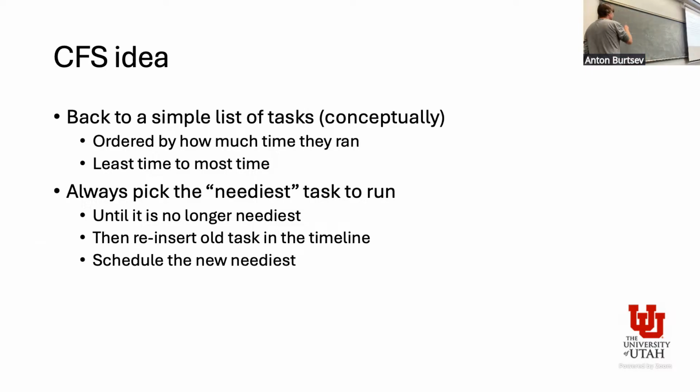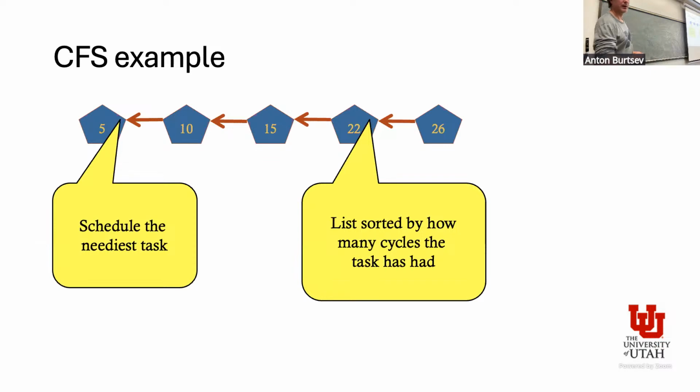We'll again maintain the tasks logically as a list, and we'll maintain how much time each task ran in the past. So one ran for 5, and it's at the very beginning of the list. One ran for 10, then 15, 22, 26. And imagine the system ran for some amount of time.